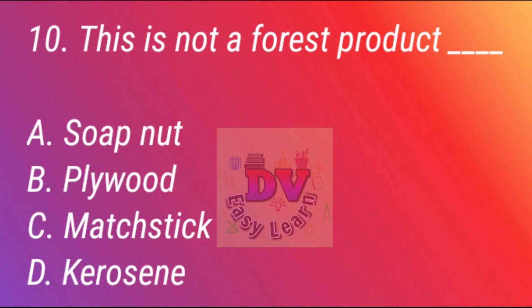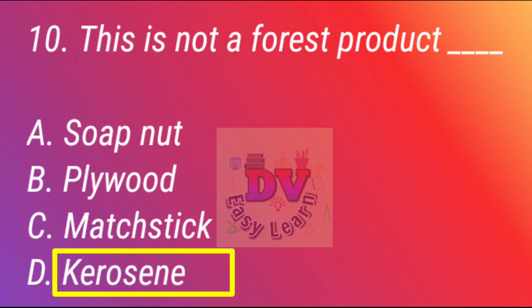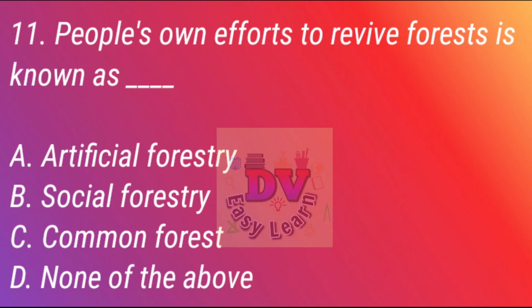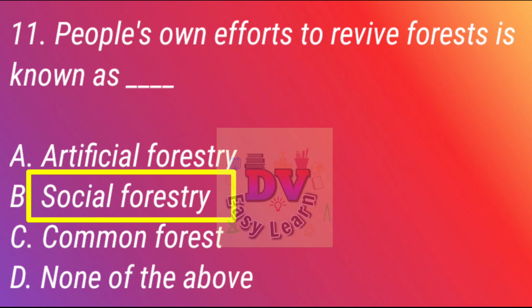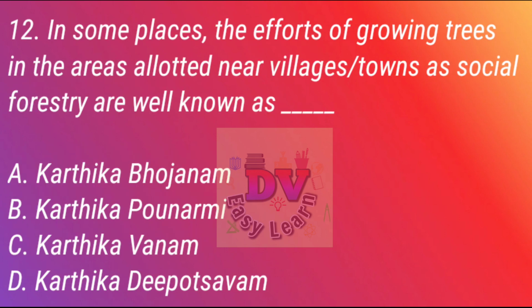Question number 10. This is not a forest product. Correct answer, kerosene. Question number 11. People's own efforts to revive forests is known as. Correct answer, social forestry. In some places, the efforts of growing trees in the areas allotted near villages or towns as a social forestry are well known as. Correct answer, Kartika Vanam.